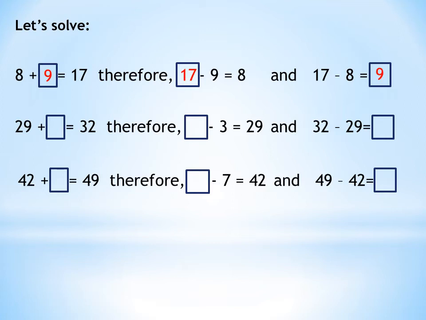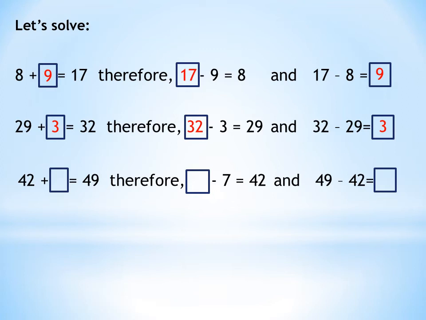29 plus dash is equal to 32. 29 plus 3 is equal to 32. Therefore 32 minus 3 is equal to 29 and 32 minus 29 is equal to 3.